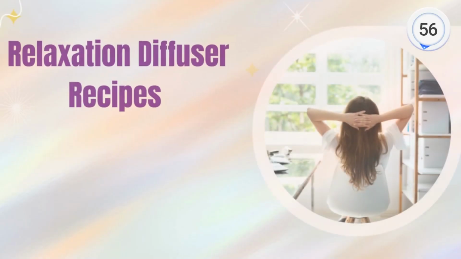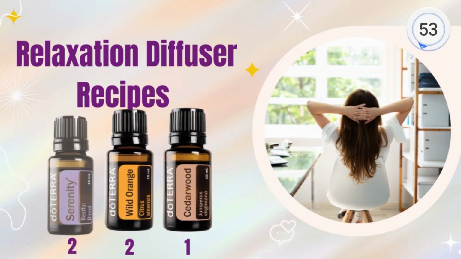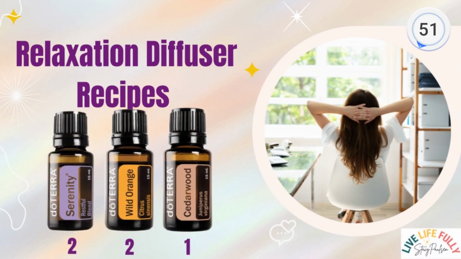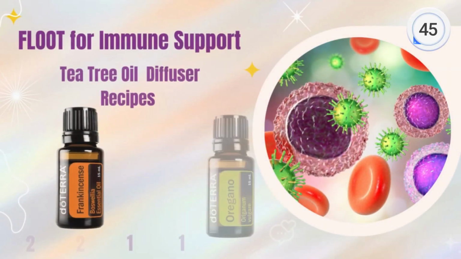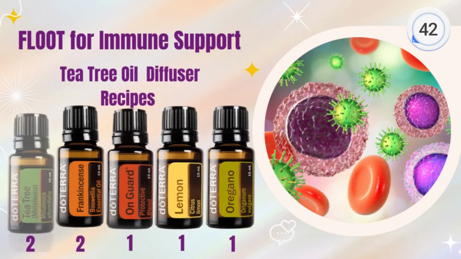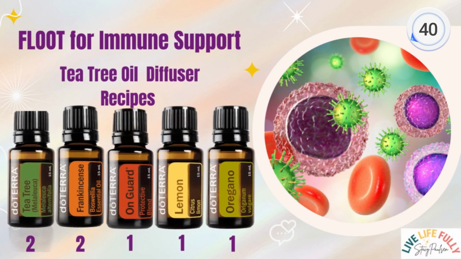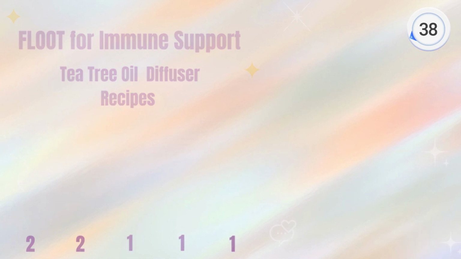Number 5, you can also try my diffuser recipes for relaxation. Use 2 drops serenity, 2 drops of wild orange, and 1 drop of cedarwood. Number 6 is called flu fighter for immune support. These are tea tree oil diffuser recipes containing 2 drops of tea tree, 2 drops of frankincense, 1 drop of On Guard, lemon, and oregano. Be careful with that oregano.